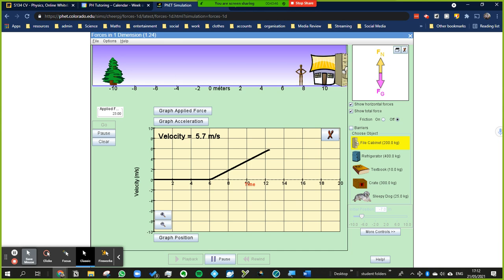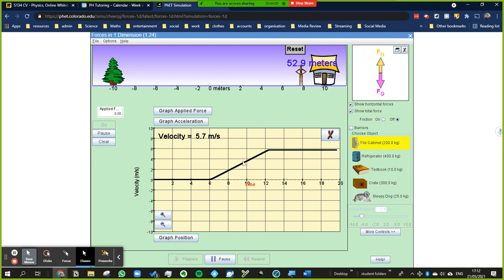Basically I'll just demonstrate it here. Then I'll have a look. As I applied the force, the velocity increased, and it increased at a steady rate. So it was a constant acceleration, and you can actually work out this acceleration from the graph. But that's what a velocity graph would look like.